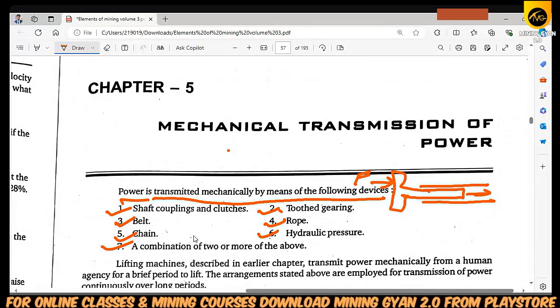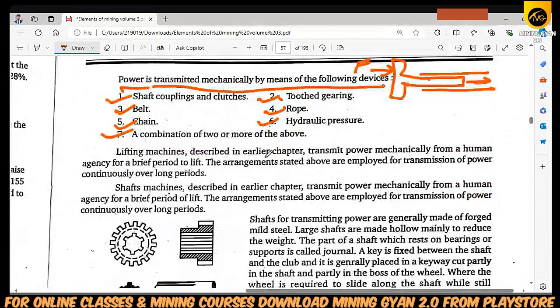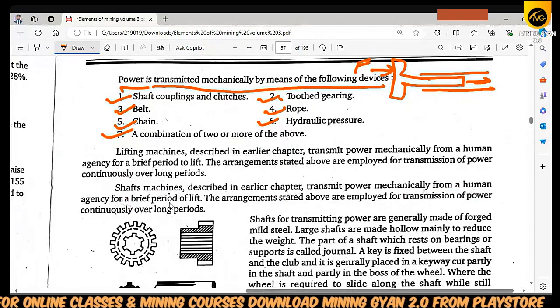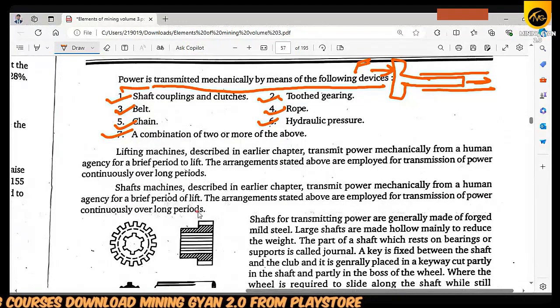Lifting machines described in the earlier chapter transmit power mechanically from the human agency for a brief period of the lift. The arrangement described above employs the transmission of power continuously for a long period.